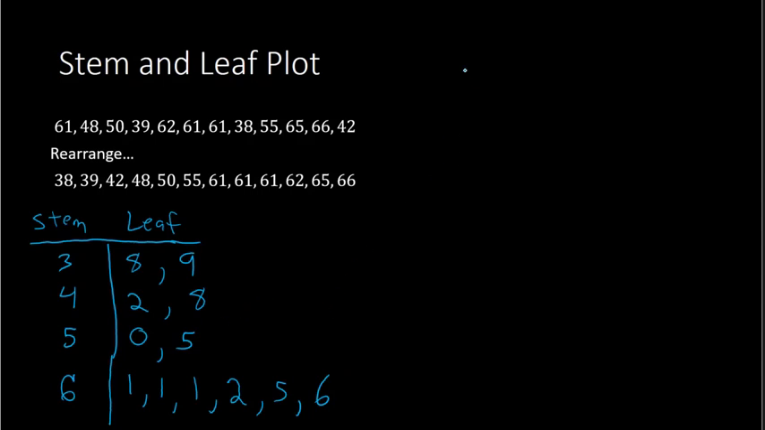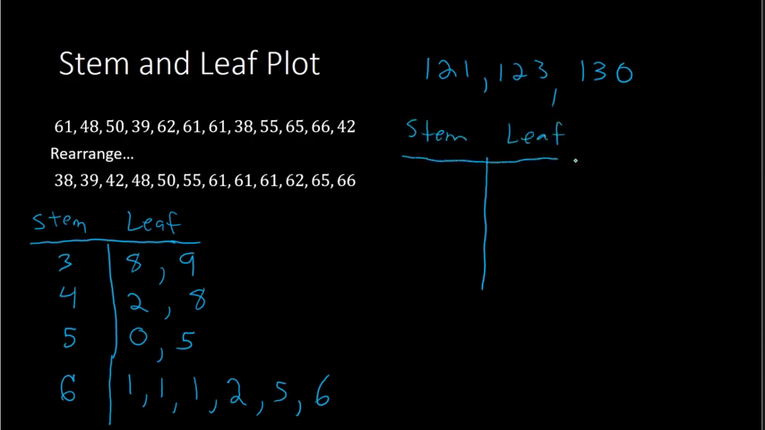Now what if you were to have a number bigger than, let's say, 99? So we have a 3-digit number. So what if we had 121, 123, let's say 130. So same thing, we have 2 different columns, the stem over here and the leaf over here. Alright, so the stem in this case would be, for 121, 12. And the leaf is just the ones place.